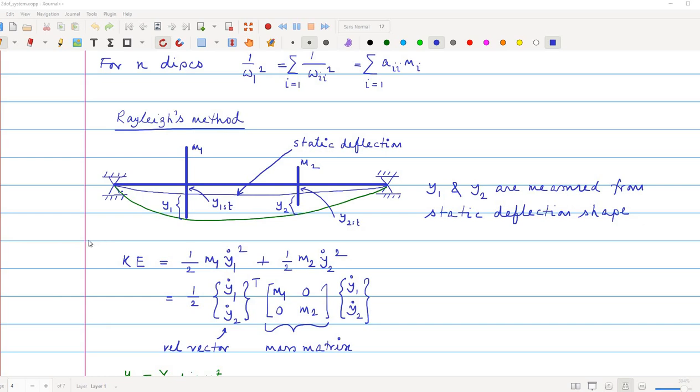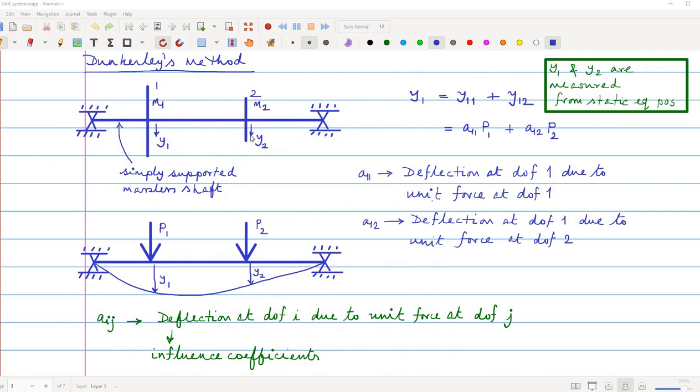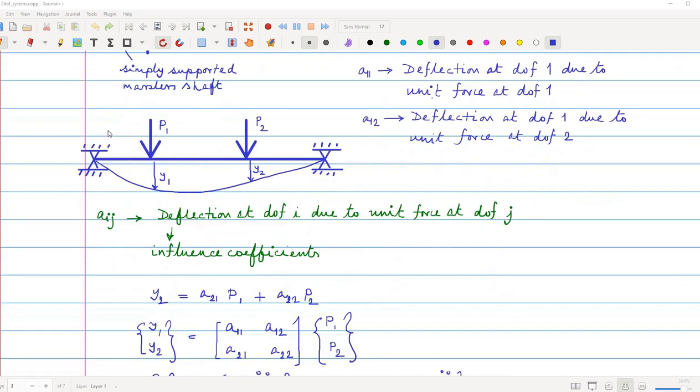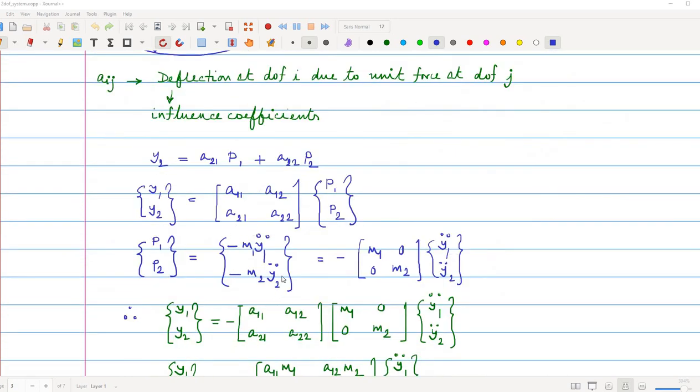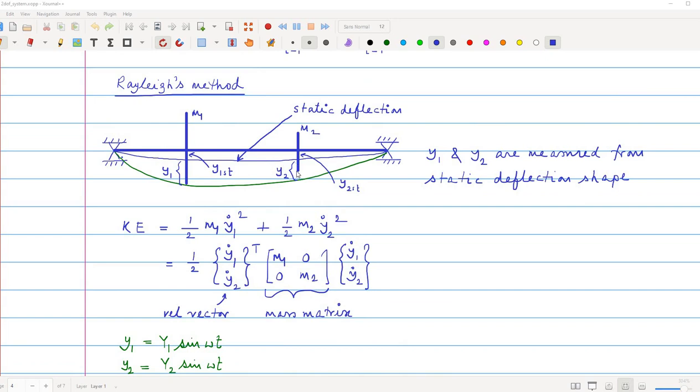Now suppose there are two discs mounted on this shaft, and the shaft is simply supported, and here this is a static deflection due to the weight of the disc. Here also we are measuring this y1 and y2, though we have not shown it here, from the statically deflected shape, and the deformation due to the inertia forces. These are the dynamic deflections due to the inertia forces. So y1 and y2 are the dynamic deflections from the statically deflected shape.